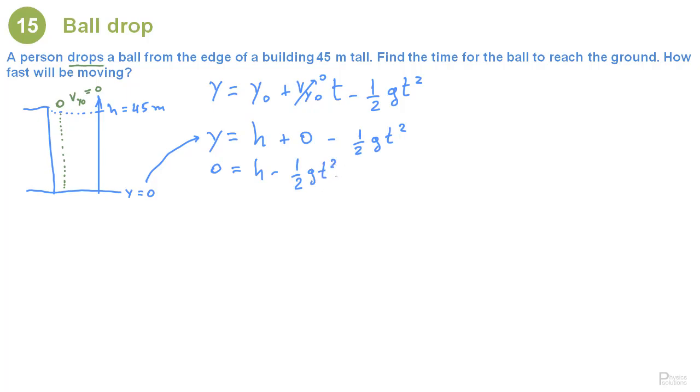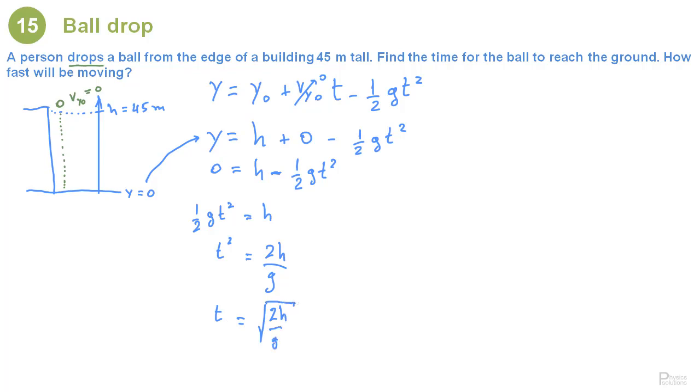And here we solve this equation for t. So we take this term over the other side. We get 1/2 gt squared equal to h. And now we multiply everything by 2 to cancel this factor 1/2 and divide by g. We get t squared is 2h divided by g. And now we take the square root, so we get rid of this t squared. T becomes square root of 2h divided by g.